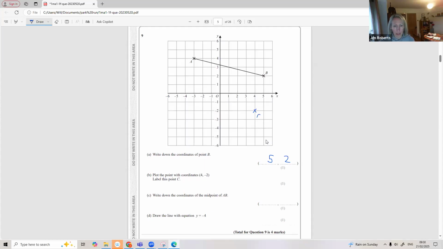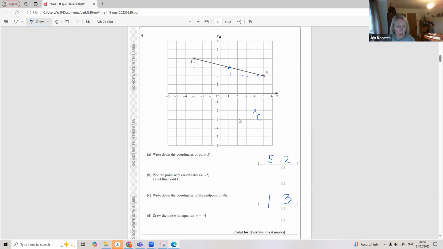Label this point C. Write down the coordinates of the midpoint of AB. So the midpoint of AB, I can spot is here. You can just tell it's halfway along, can't you? Like this triangle there is the same size as that triangle there. So what are the coordinates of that midpoint? Across 1, up 3, so 1, 3.